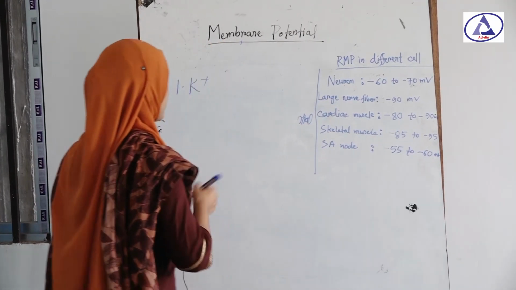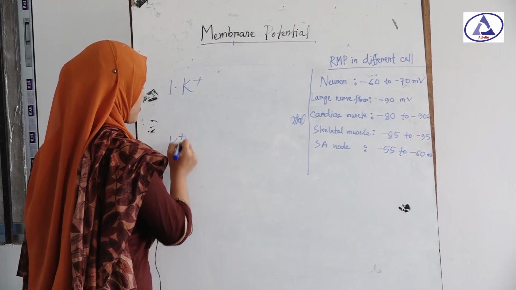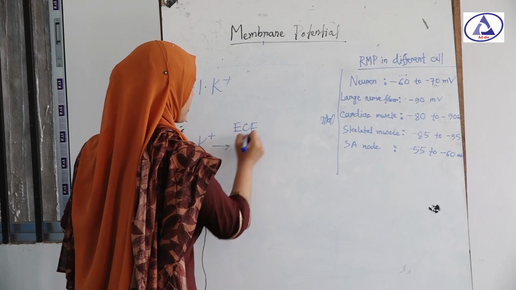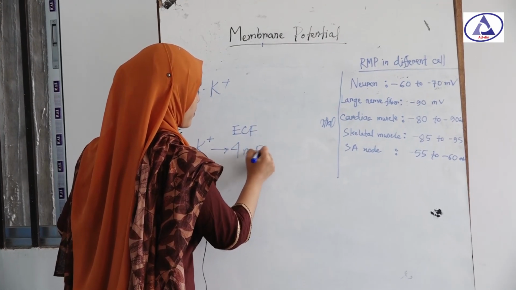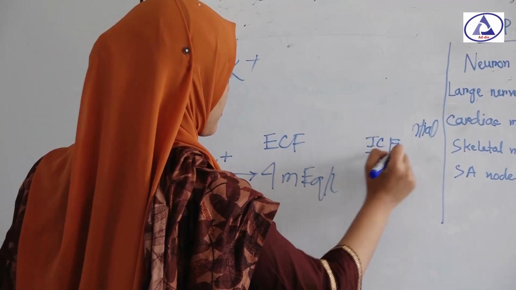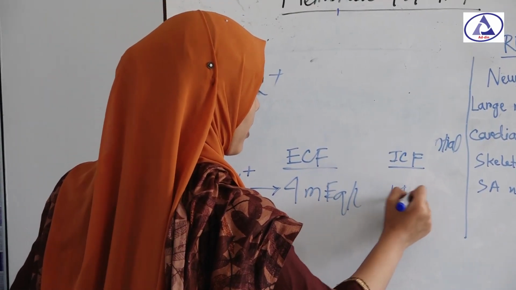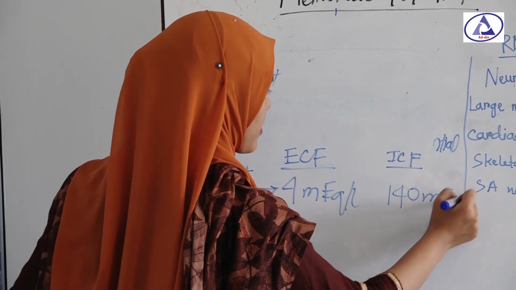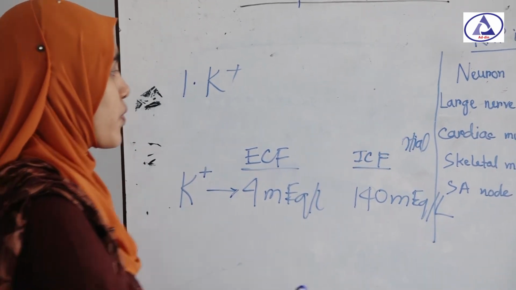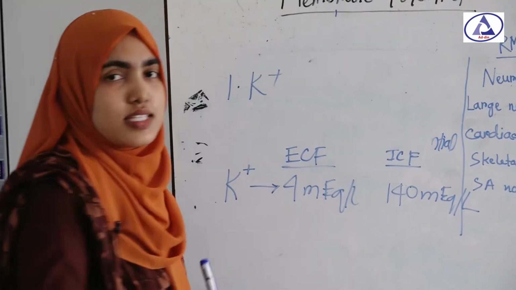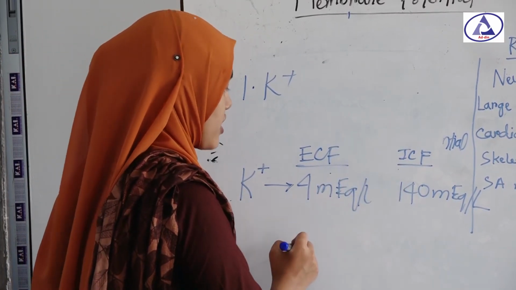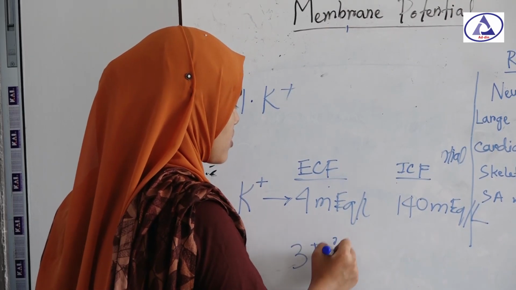We know potassium concentration in ECF is 4 milliequivalent per liter. In ICF, potassium concentration is 140 milliequivalent per liter. So potassium concentration is more in ICF than ECF. So the ratio from inside to outside is 35:1.